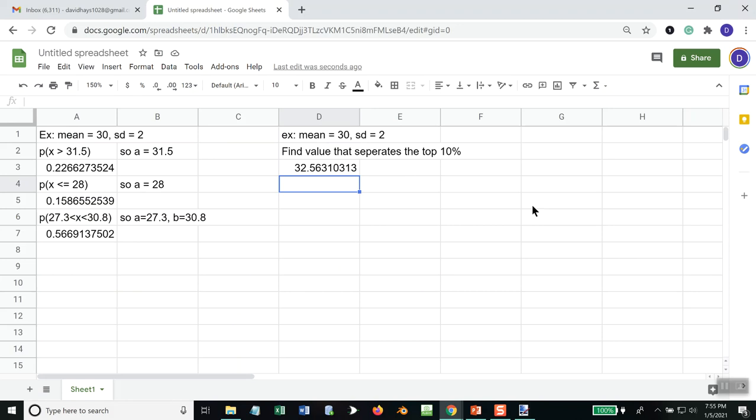These are kind of challenging problems because the wording can really throw you off, where they talk about the area in the right tail, area in the left tail, area in the middle. Let's look at find a value that separates the bottom. I'm making it pretty simple when I say top and bottom.